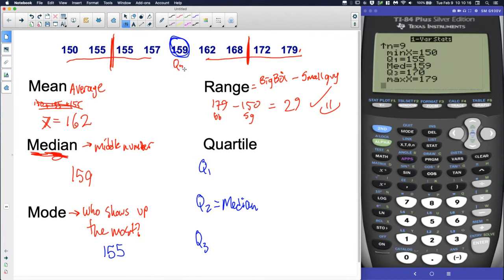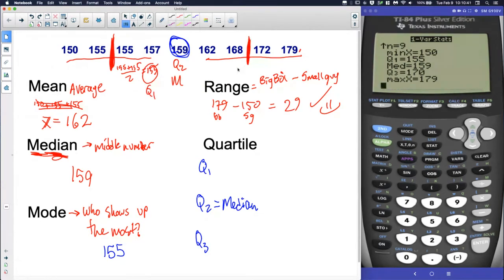Like I said, this was Q2. This is our median. But if you look here, we don't have a number in the middle for these two. So we've got to find the average of the two middle numbers. And if you see here in the calculator, they did it for us. 155 is Q1. What they did is 155 plus 155 divided by 2. That's 155. This is Q1, and it goes right here.